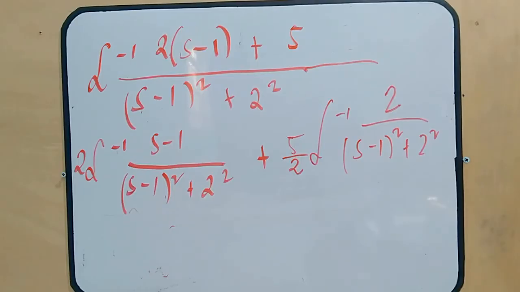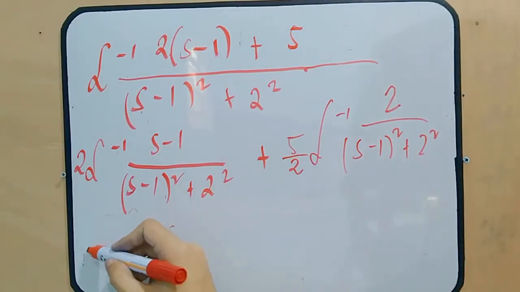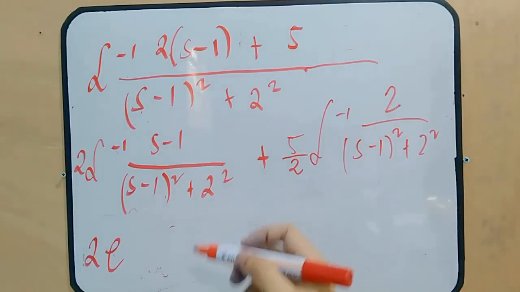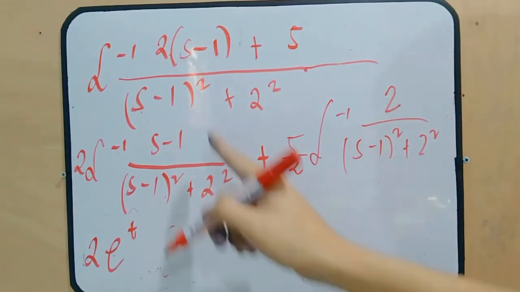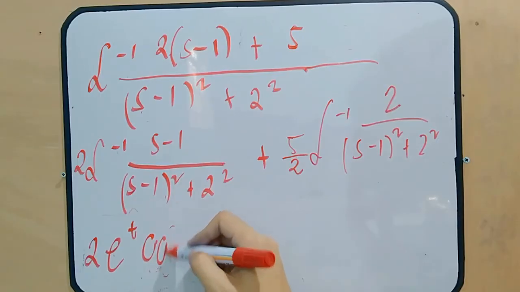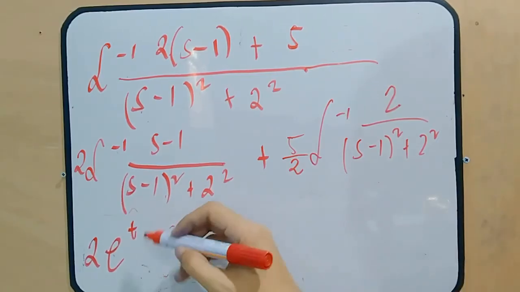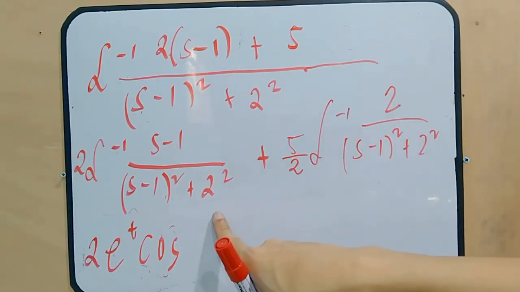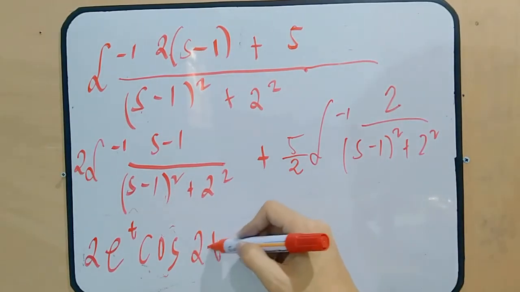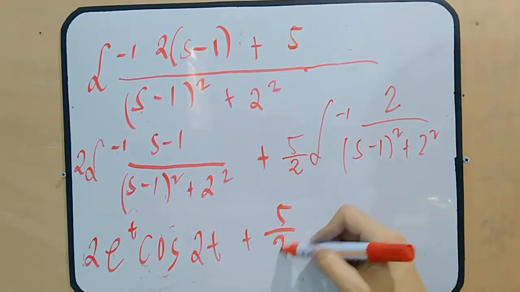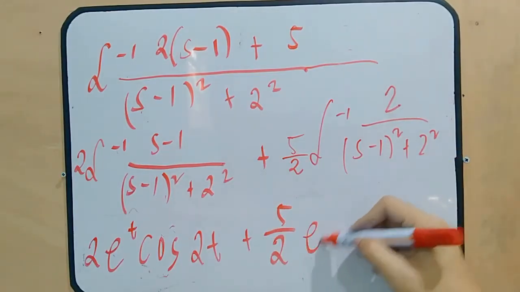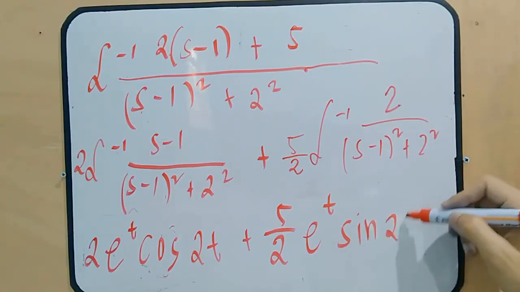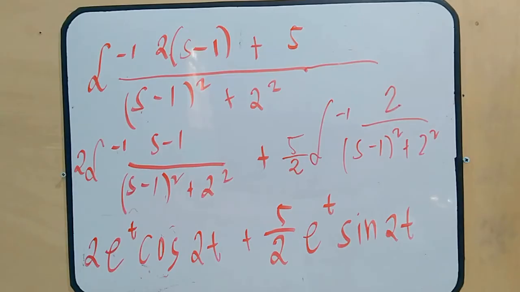Now, here, this is 2e raised to a. Our a here, guys, is 1. So 1 times t, so just t. So this is cosine, then our w here is 2, so this is 2t. Plus, you have here 5/2, then here, this is e raised to t sine. Then the w is 2, so 2 times t. So that is how you solve these types of problems.